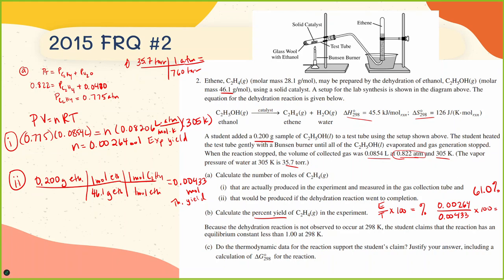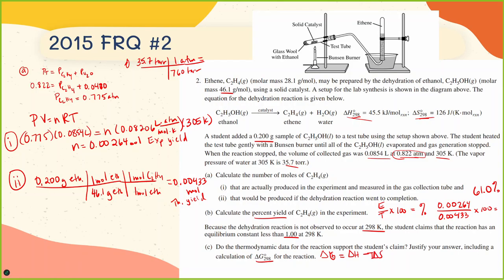Now, because dehydration is not observed to occur at this temperature, the student claims the reaction equilibrium constant is less than 1. So it's not occurring at 298 K, which they gave us this data for. Do the thermodynamic data for the reaction support its claim? Justify your answer, including a calculation. So really this is just delta G equals delta H minus T delta S.